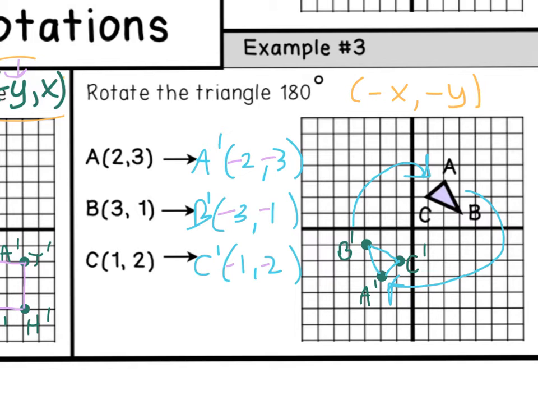Okay, and then let's just do a little reminder of our congruency statement. So figure ABC is still congruent to A prime, B prime, and C prime. So that's our congruent statement.